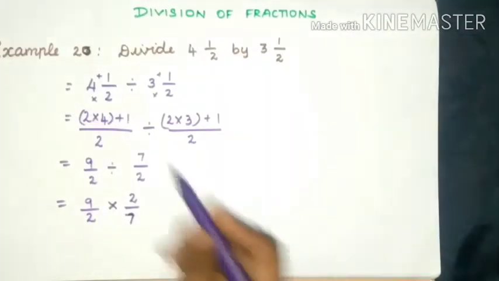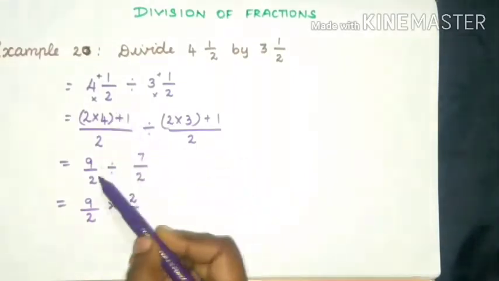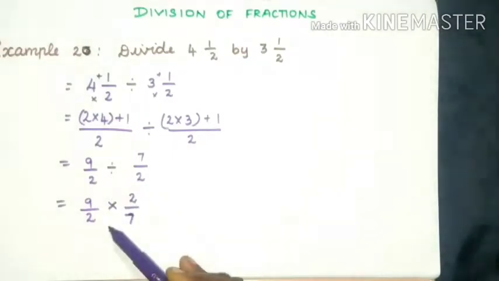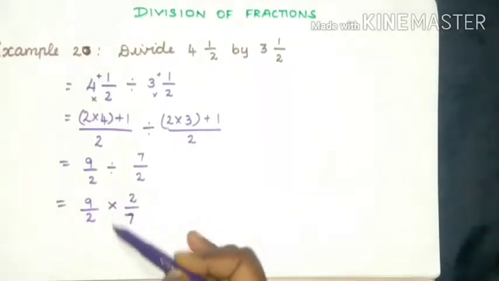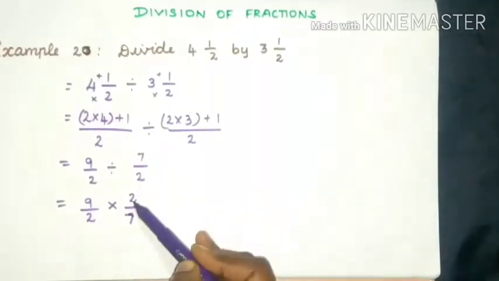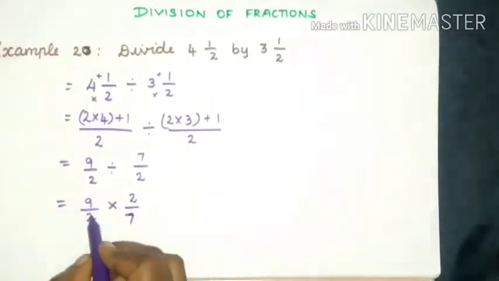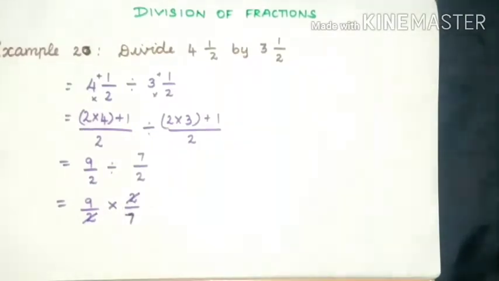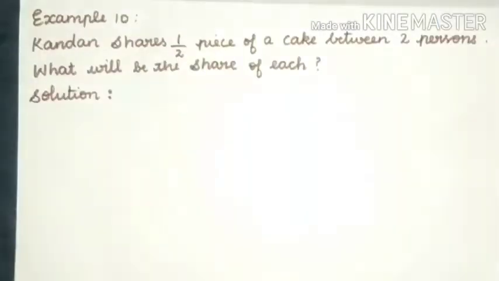Students, is that clear? First you have to change the mixed fraction into an improper fraction. Then you have to change the division symbol into a multiplication symbol, and the second fraction into its reciprocal. 7 by 2 means 2 by 7. You have to cancel the numerator and denominator. You will get the answer as 9 by 7.